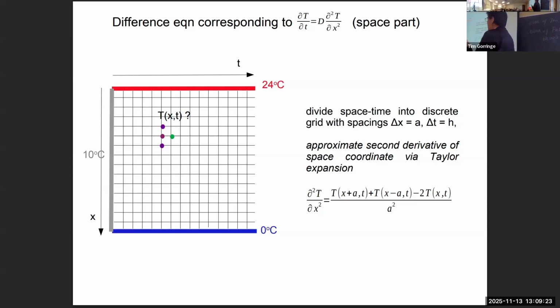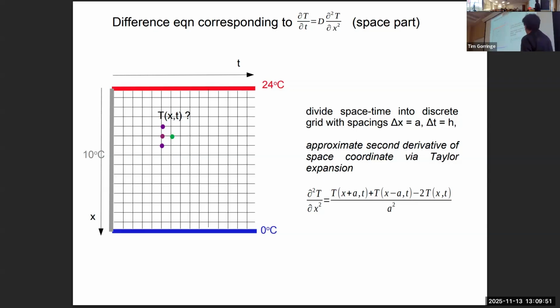Okay, so if you remember, the diffusion equation has differentials with respect to space and time: a first order differential with respect to time, and a second order differential with respect to space. We've got to turn the diffusion equation into a difference equation in space and time coordinates. And we've got recipes for turning differentials into difference equations, and we're just going to apply those recipes.